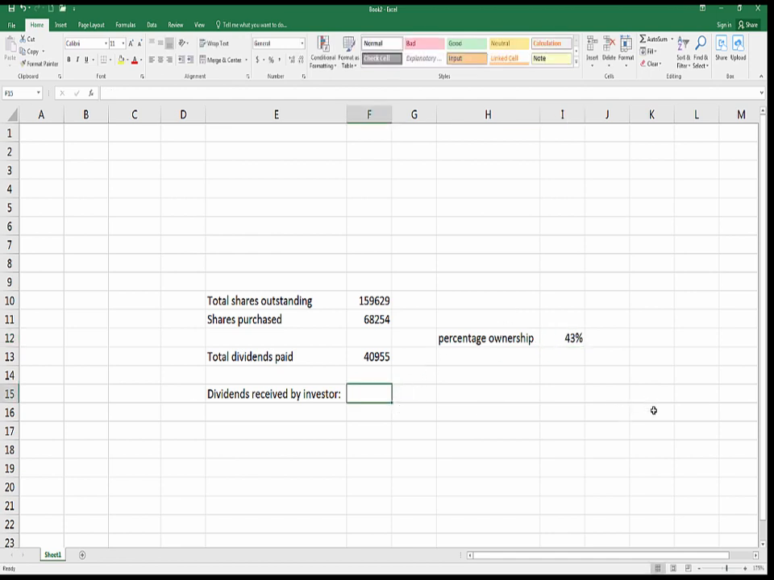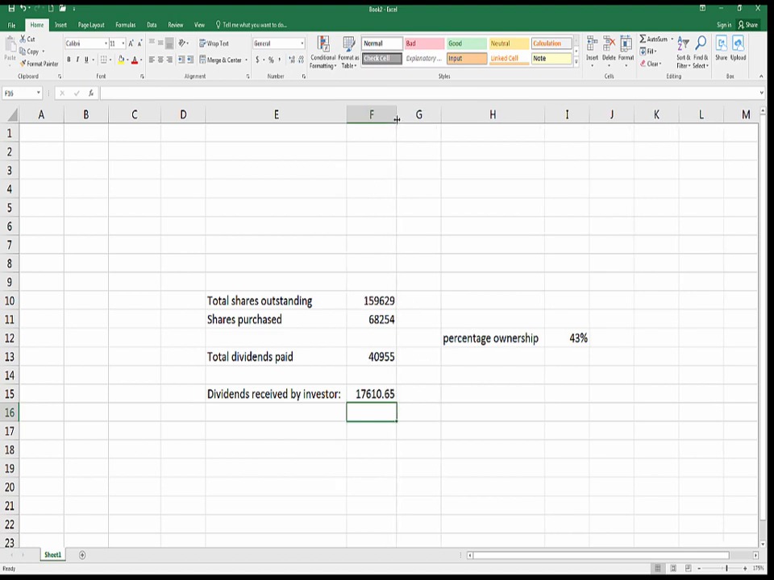And so I'm going to go ahead and say the dividends received by the investor, and I go ahead and type in 0.43 times total dividends, and I get $17,610.70 or 65 cents. Now again, there are two problems with this. First, this number is incorrect because it is a product of a fairly aggressive rounding. Second problem is that this took a lot more keystrokes than it really should have.